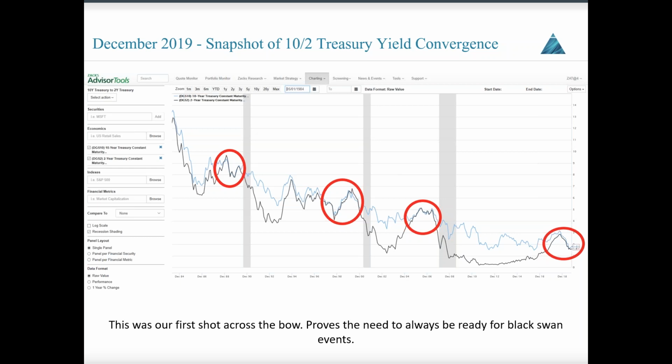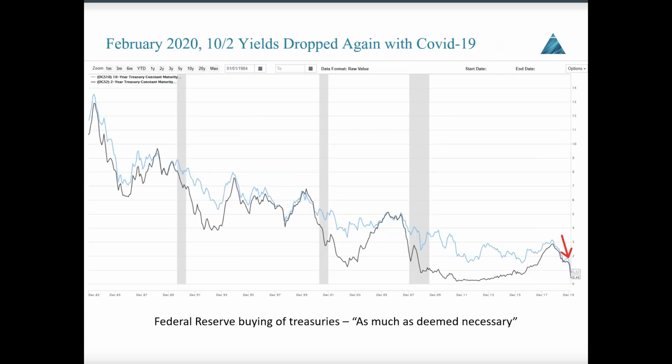Just to give a little background here, this again was a strategy call slide that I utilized back in December of 2019, where I was showing the first shot across the bow and the need to begin preparing for at least another recessionary scare. And what you're seeing is the 10-year and 2-year treasury yields converge right before recessions tend to hit. And this has been a really good predictor of recessions for each of the 7 prior recessions. So the idea here is that we always need to be ready for black swan events, and that is what a good core equity portfolio will do for you.